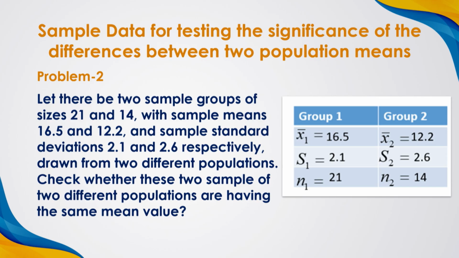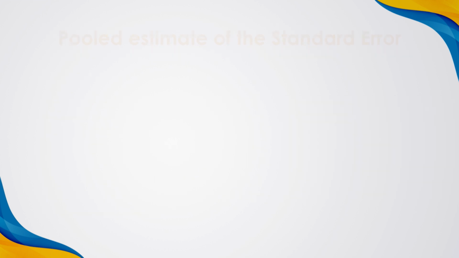Let us discuss the next example with sample data for testing the significance of difference between two population means. Here is the data where there are two sample groups with sizes 21 and 14. Their sample means are 16.5 and 12.2 respectively. Their sample standard deviations are 2.1 and 2.6. Under this context, we have to verify whether there is any significant difference between these two population means.